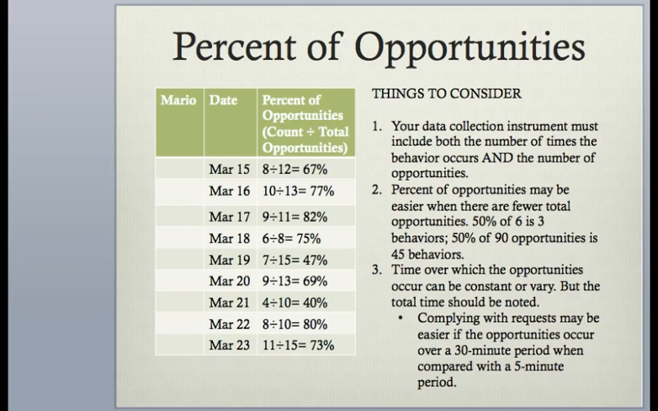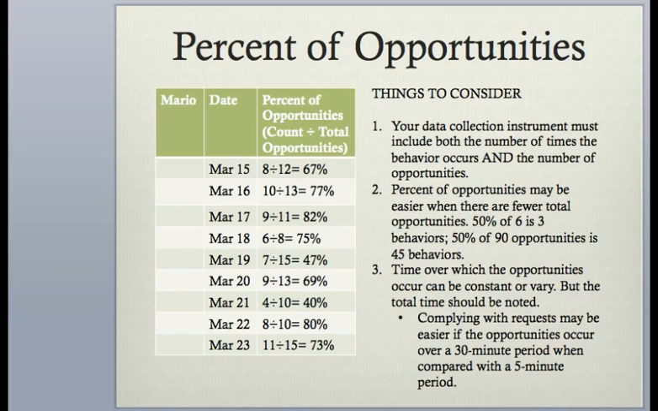Now, number one, things that you should be considering. Your data collection instrument must include both the number of times a behavior occurs and the number of opportunities, because that's what you're going to use to calculate percent compliance or percent correct or whatever your number is. And the percent of opportunities may be easier when there are fewer opportunities than when there are more. So for example, 50% sounds like 50%, but if there are only 6 opportunities and you take 3 of them, that may be much easier than if there are 90 opportunities made available and you only take 45 of them.